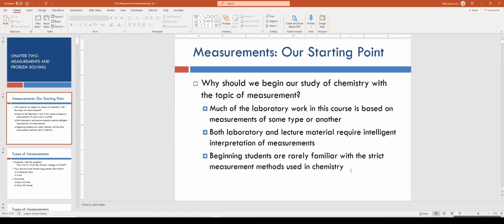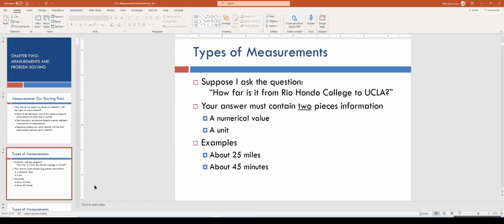If I ask you a question, you rarely just answer with a number. It's usually a number with some kind of a unit that tells us that we have a measurement involved. All right, so for example here.